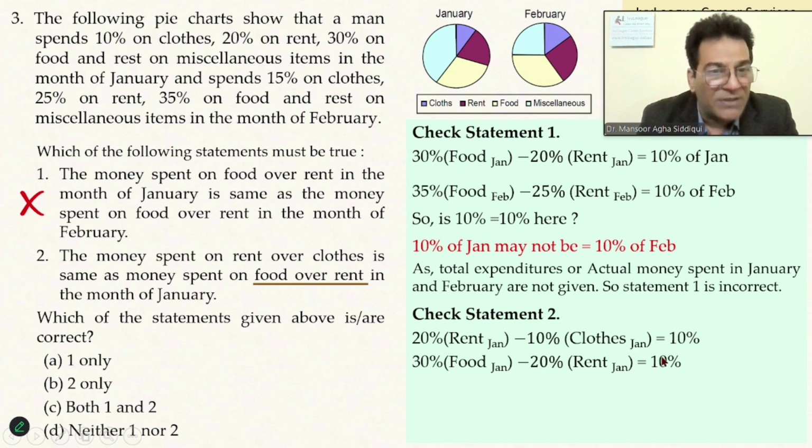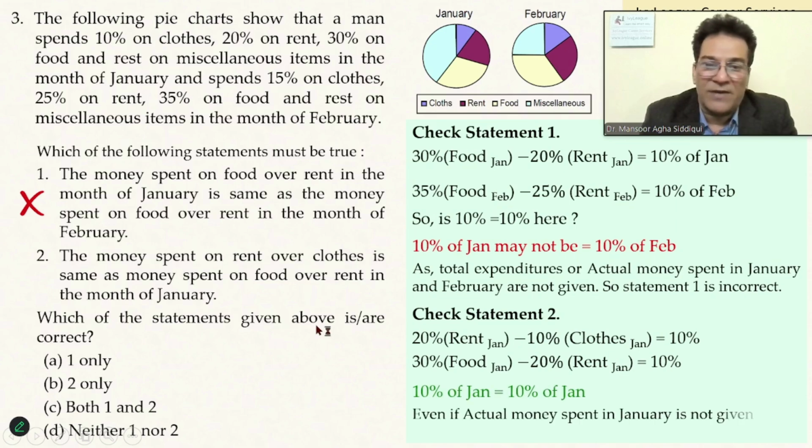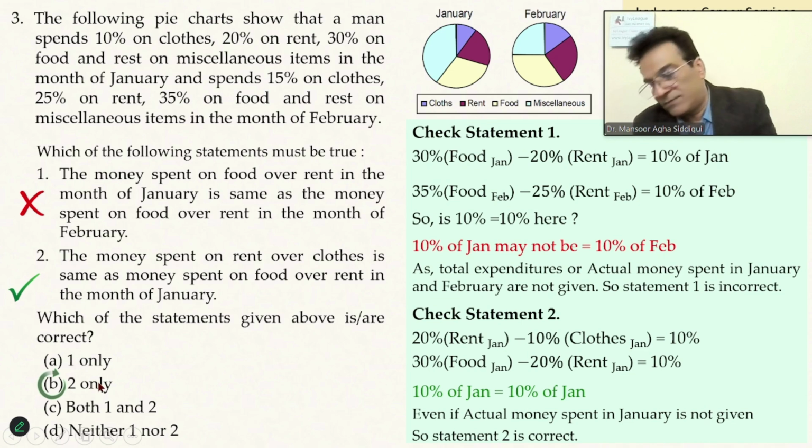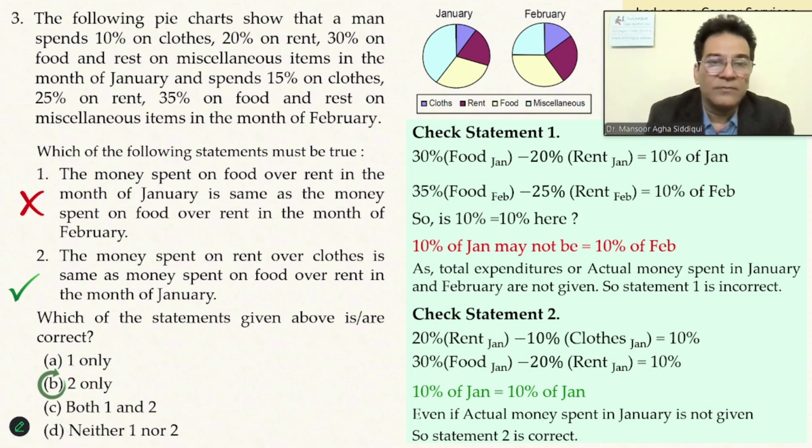But both of these 10% are 10% of January. As a result, even if I do not know the total expenditure of January, 10% of January will still be equal to 10% of January. As a result, the second statement is perfectly right. And because the second one is right, I'm going to pick option B as the answer.